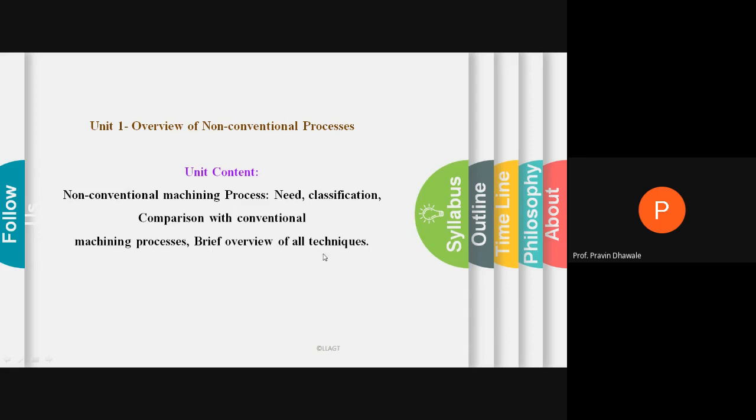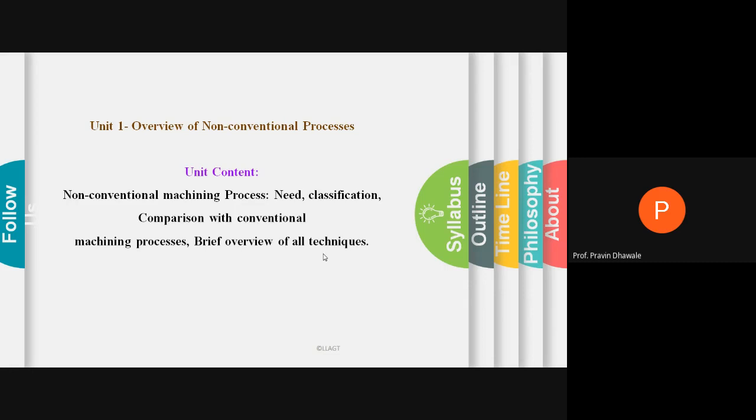And a brief review of all techniques. The mechanical energy based non-conventional processes are abrasive jet, water jet, and ultrasonic machining. The electrical energy based processes may contain EDM, electric discharge machining, and wire cut EDM. The fourth chapter is based on electrochemical and photochemical machining, right? Where you use photochemical machining, chemical machining, right?